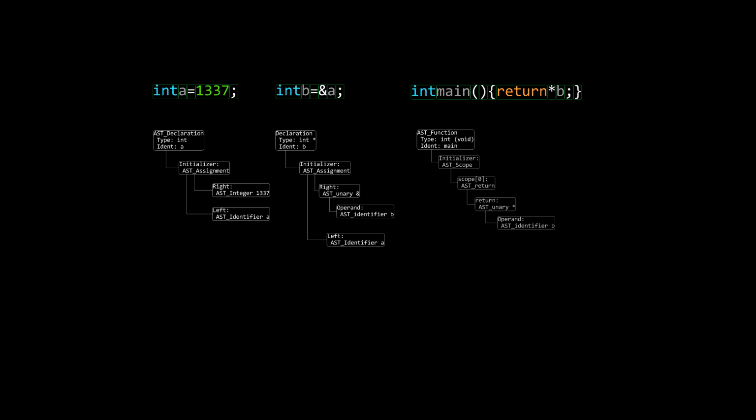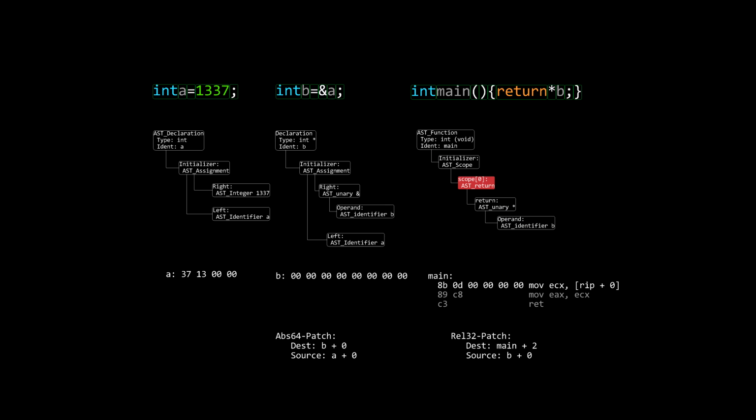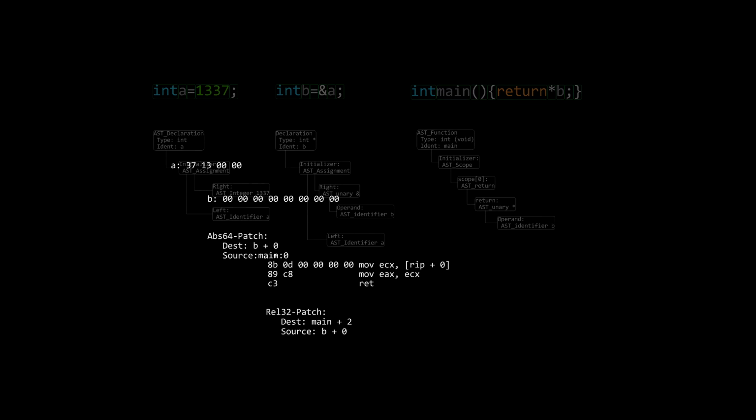For data declarations, we then invoke a function called evaluate static initializer that walks down the AST to try to bake down the initializer to just a set of bytes. Plus, if the initializer also references another global declaration, we also have to emit a patch to that global declaration. For functions, we also walk down the abstract syntax tree and just linearly emit x64 instructions. Plus, again, potentially patches to other global declarations.